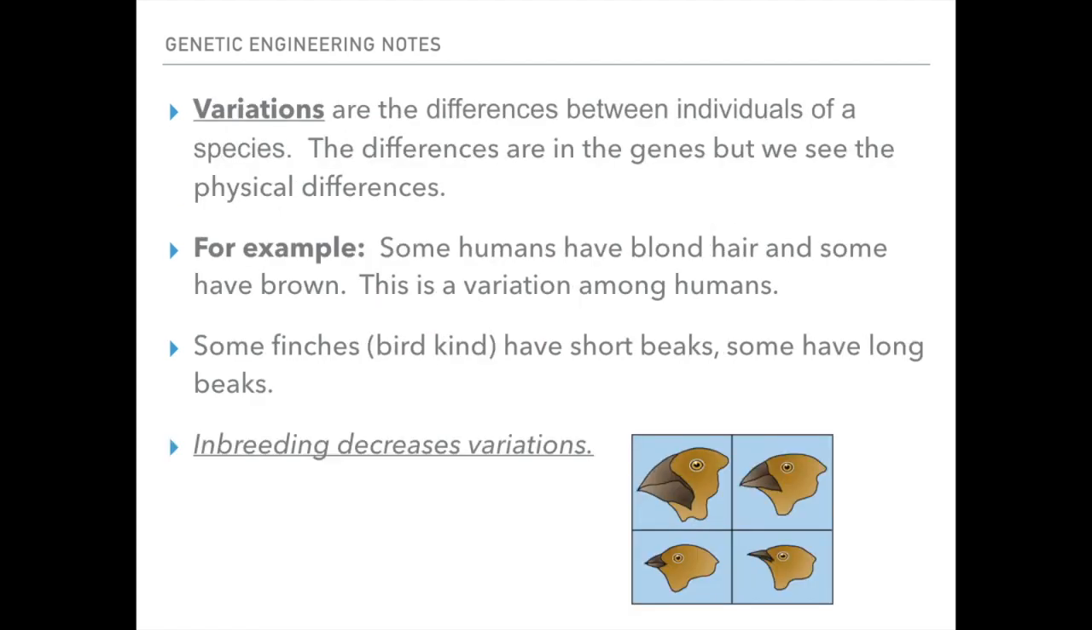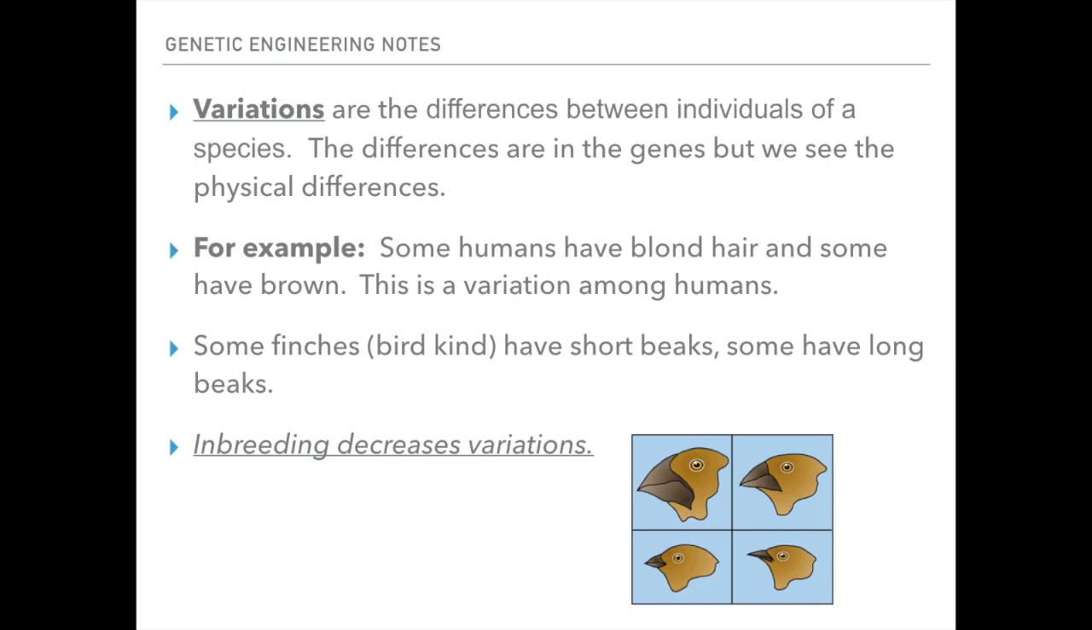Variations refer to changes. These are differences between individuals of a species. These differences in genes give us different physical attributes. For example, humans have blonde hair, brown hair, black hair. This is a variation, or a difference, or a change.